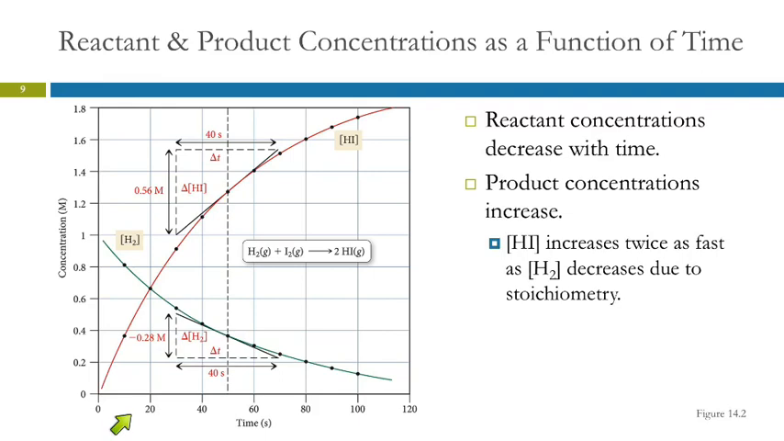But if we look at the slope at any given point in time, that represents the rate at that particular time. The slope of this line is twice that of this one. The hydrogen iodide increases twice as fast as the hydrogen decreases because of the stoichiometry. Everybody okay with that?